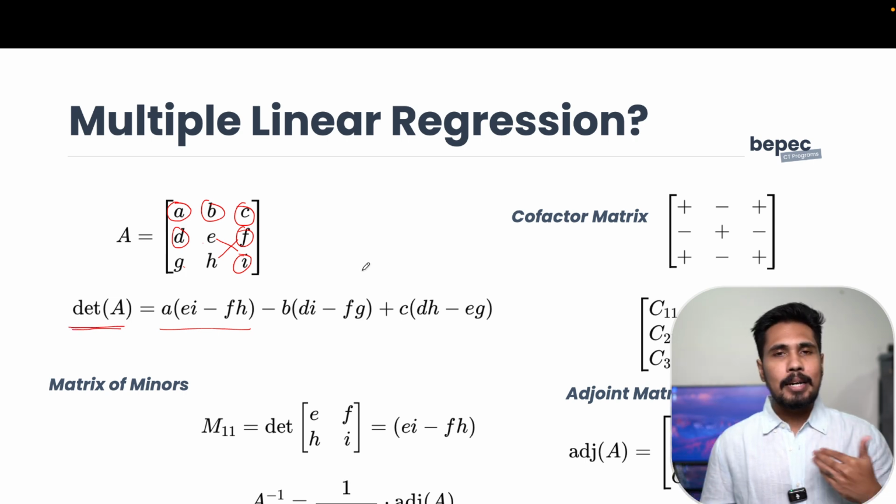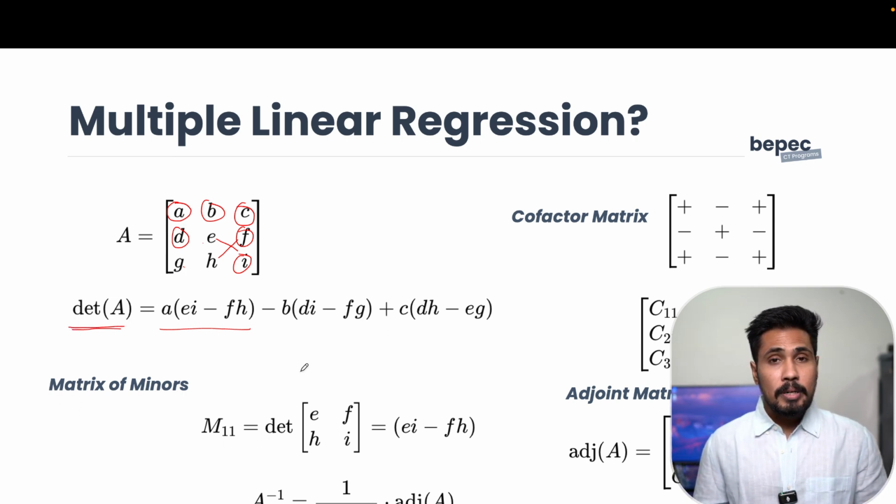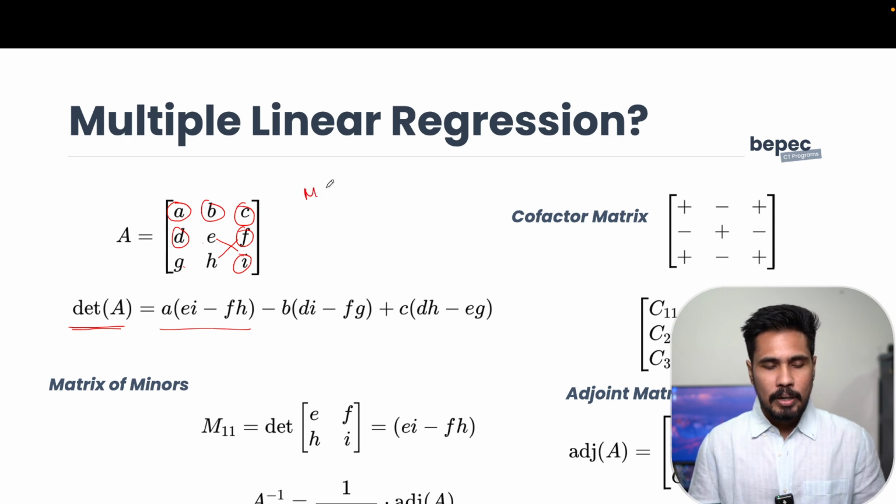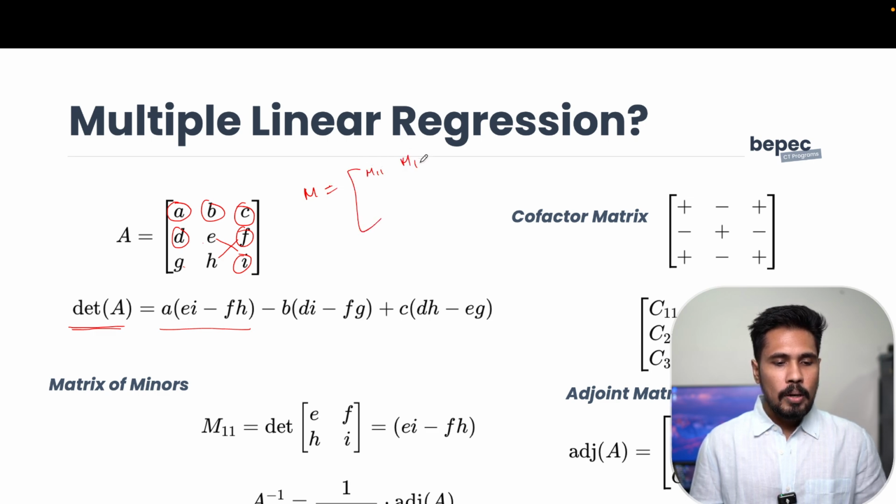After calculating det of A, you need to calculate the matrix of minors, where exactly you are calculating M1. So the matrix of minors, I'm just writing it simply as matrix M, the positions are going to be M11, M12, M13. In this we are able to calculate.